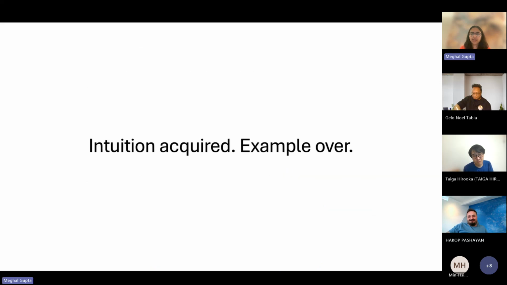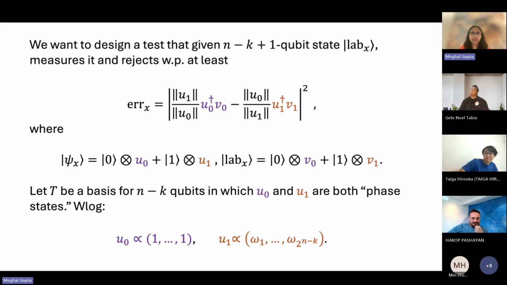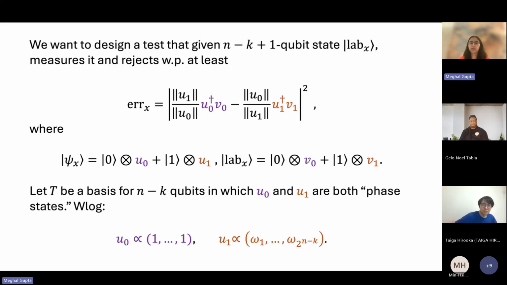Yes. Okay. In that case, the intuition has been acquired and we can move on to the general case. So we basically already said the criteria that we want in the general case. We want to measure the last n minus k qubits in a basis in which both U0 and U1 are phase states. By phase states, I mean that we want to measure U0 and U1 in a basis where every outcome is equally likely. We're not worrying right now about the fact that T needs to be implemented with single qubit measurements. We need each of the 2 to the n minus k outcomes to be equally likely.